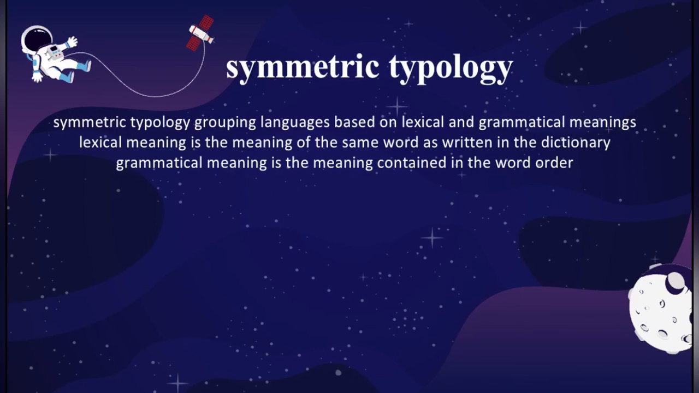And the next slide, semantic typology. Semantic typology groups languages based on lexical and grammatical meaning. Lexical meaning is the meaning of the word as written in the dictionary. Grammatical meaning is the meaning contained in the word order.